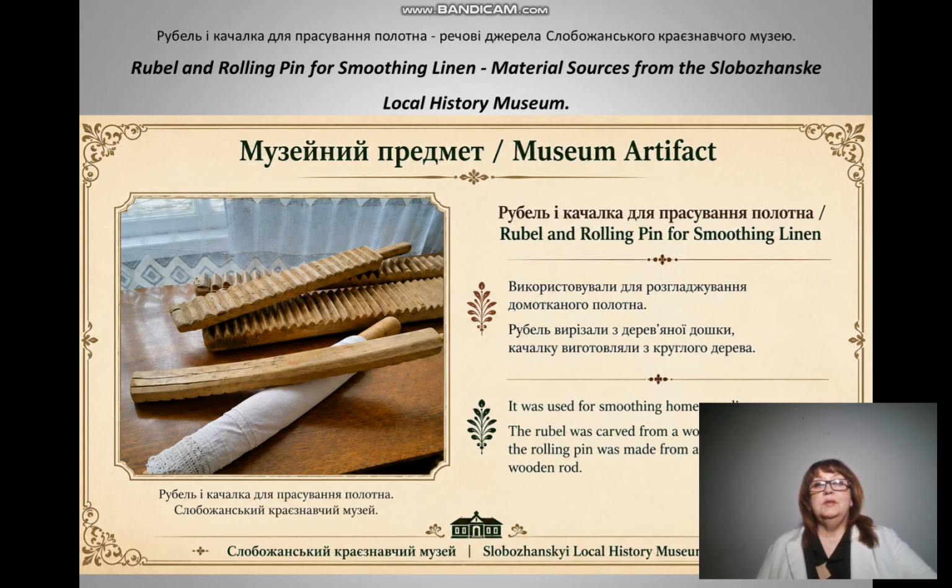Rubel and rolling pin for smoothing linen. Material sources from the Slobozhanska Local History Museum. It was used for smoothing homespun linen. The rubel was carved from a wooden board. The rolling pin was made from a rounded wooden rod.